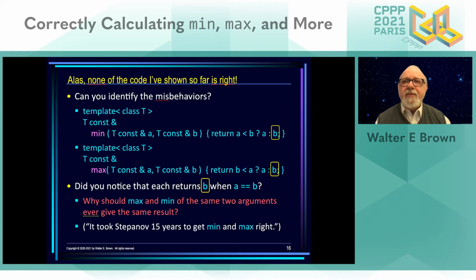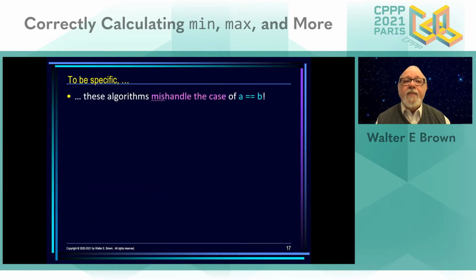Now, I found someone who made the claim that it took Alexander Stepanov 15 years to get min and max right. I believe that's a bit of an exaggeration, but it did take him some time. Now, what specifically is wrong? The claim is that these algorithms do not properly handle the case of equal arguments.